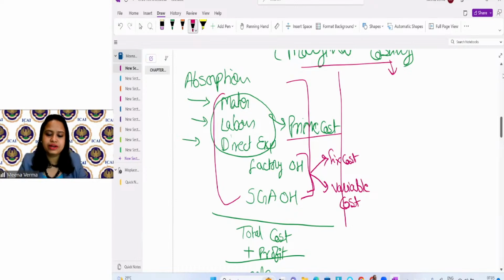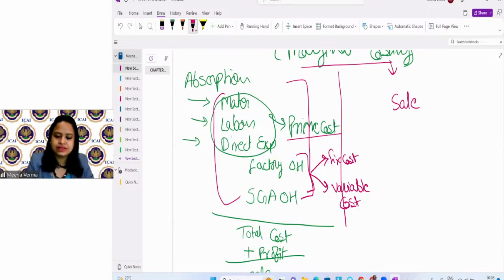And then how do we prepare it? We see what the sale value is, then we see what the variable cost of the company is. This will give you the contribution.